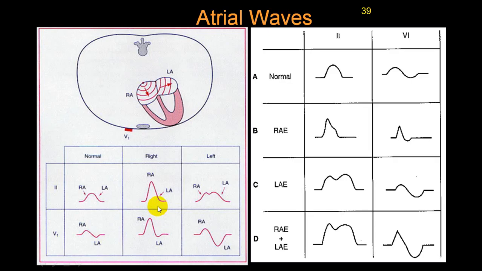Now, you can see here regarding the right atrium and left atrium. When the right atrium is enlarged, you can see the duration is a little short and it is tall. This we call the P pulmonale. The same you will see in lead 2, but in V1 you will see the first component tall and the second component small, which will be negative, which will be by LA.